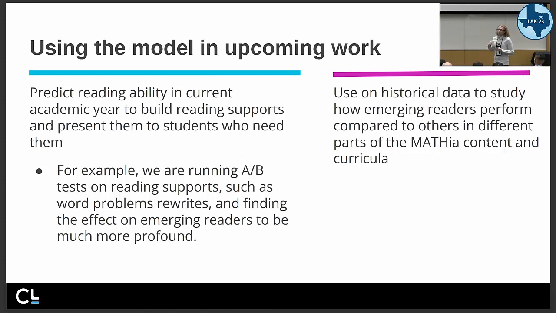And we're looking forward into the future, into upcoming work, and we've already started doing some of this. One thing we can do with this work is to predict in real time students' reading ability after their first interaction with MATHia. So after the pre-launch protocol, this is just 10 minutes in, and we already have a good idea about the students' reading ability, so we can provide them with the supports that they need. And we can also look at historical data. We have many years of MATHia data, and you can see whether the trends are different for students with different reading abilities.